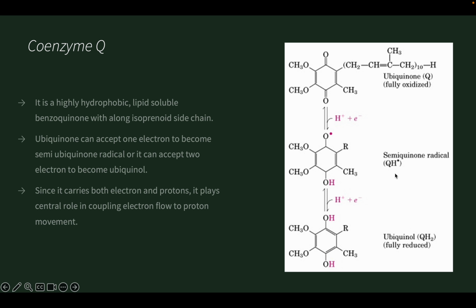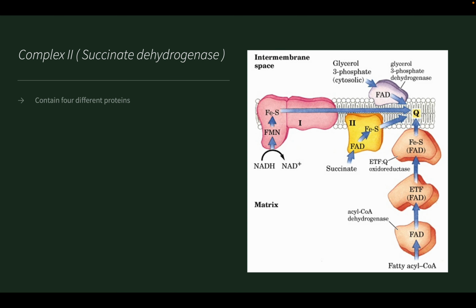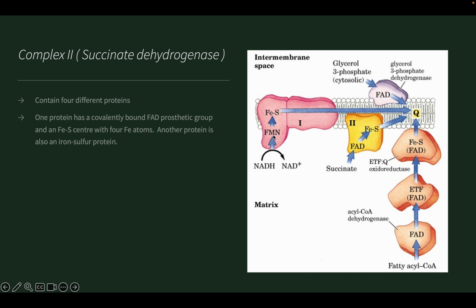Because it carries both electrons and protons, it plays a role in the electron flow from one complex to another. If the different complexes are located at different positions, it is difficult to transfer the electron. So coenzyme Q helps in the coupling of electron flow to proton movement, and it can help in the transfer of electrons to different complexes as well. Next we will talk about the second complex, succinate dehydrogenase. It contains four different proteins, and here you can see the complex 1 we have talked about.